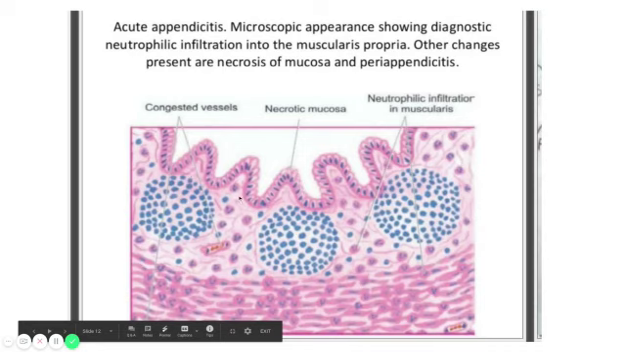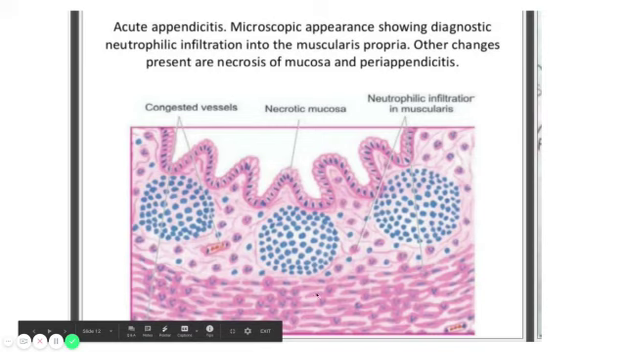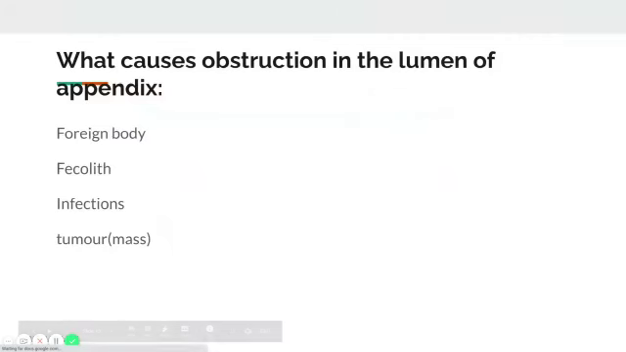This is a normal epithelium. This is the breach in the epithelium. This is the necrotic mucosa. Here you can see the neutrophils. Neutrophils are present up to the muscularis propria layer, and they are the main cells of inflammation.